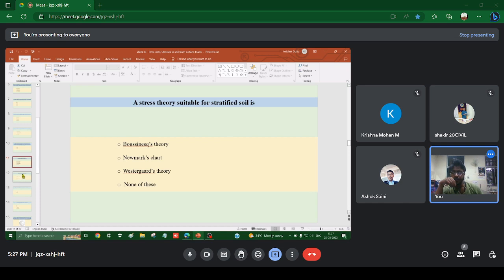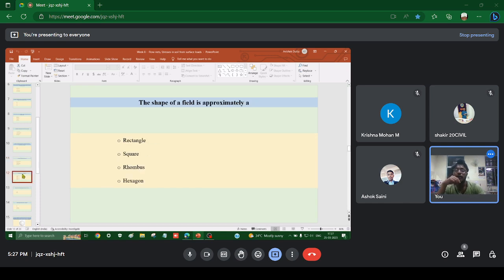Next question. The shape of a field is approximately a rectangle, square, rhombus, or hexagon.